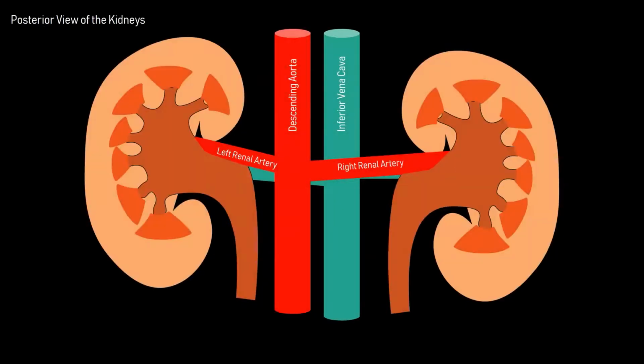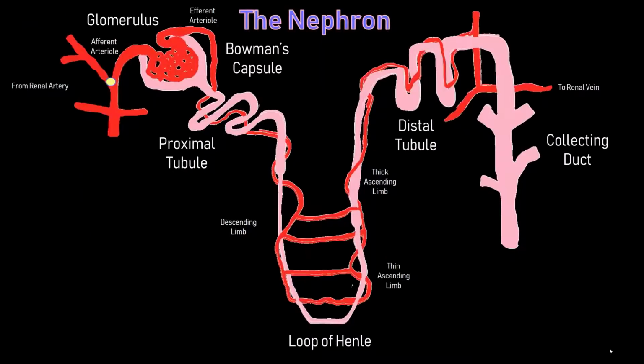You've got 2 kidneys, one on either side of your body, which are supplied with blood by the renal arteries from the aorta. About 25% of the total cardiac output runs through them. The nephron can be divided into 5 main parts: the glomerulus and Bowman's capsule, the proximal tubule, the loop of Henle, the distal tubule, and the collecting duct.